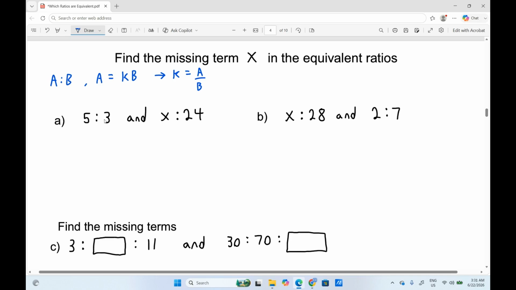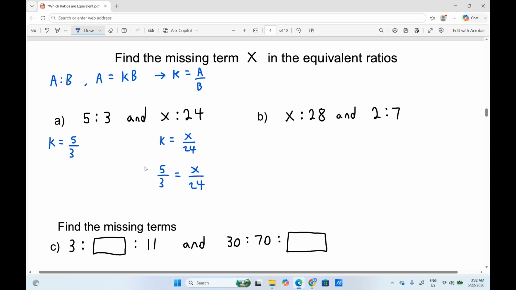ratios. But I know that 5 to 3, I can get the constant of proportionality from that. So my constant of proportionality will be 5 over 3, which in this case would be 1.6 repeating as well. Now, what that means is my constant of proportionality here must be equal to x over 24. And since I know what k is, I can say that 5 over 3 would equal x over 24.